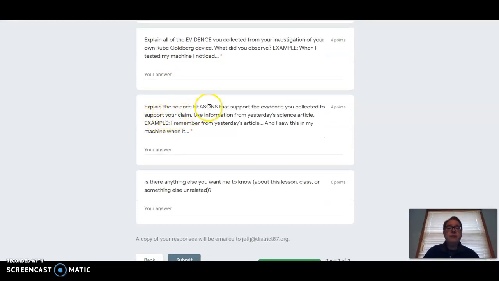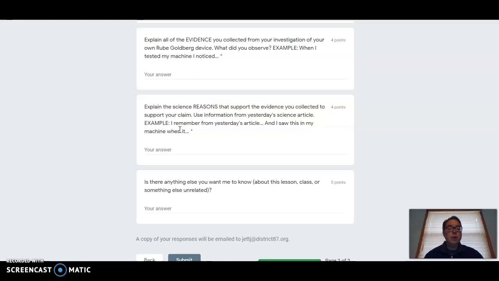And then for the reasoning section here, the final section, explain the science reasons that support your evidence you collected to support your claim. So use information from yesterday's science article. That's a big hint there. Go back to that science article if you need to find out what are some science things that you need to include in here. So here's some example sentence starters. I remember from yesterday's article that energy, and tell me what you remember there, and then tell me, I saw this in my machine when something happened.